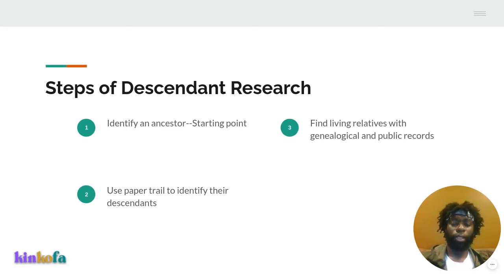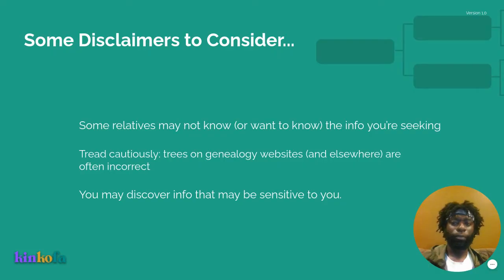From there, you're going to use things like the paper trail, maybe other trees and information that you have and know to track closer to present day. So finding their children, we're not looking to go back in time. We're looking to bring it up to present day with descendant research. And eventually the goal there is to find those living relatives through things like genealogical records, but also public records and other sources to expand your story. You're really growing your tree wide, not long, with descendant research.